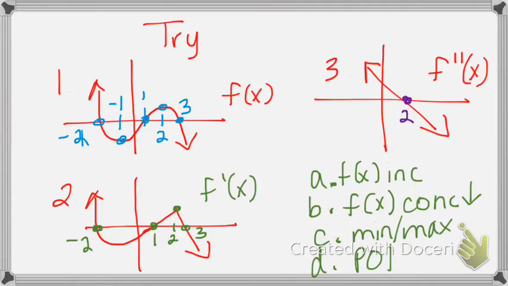So here's three graphs. There's f of x, there's f prime of x, and f double prime of x. And I want you to try to figure out these four questions for each one: where f of x is increasing, where f of x is concave down, where f of x has mins and maxes, and where f of x has points of inflection. Using those three graphs, just try the best that you can.